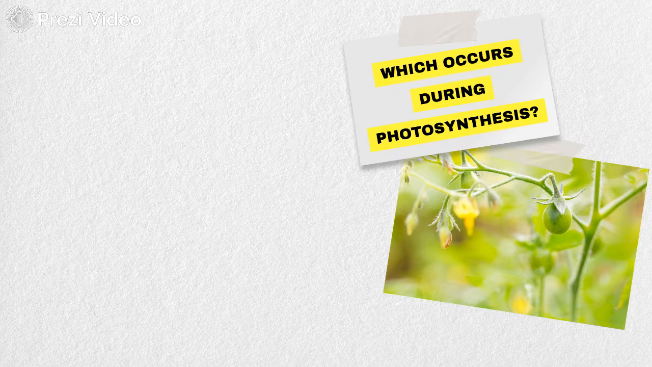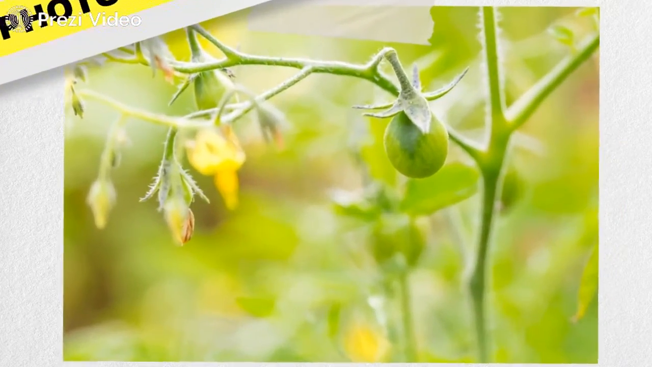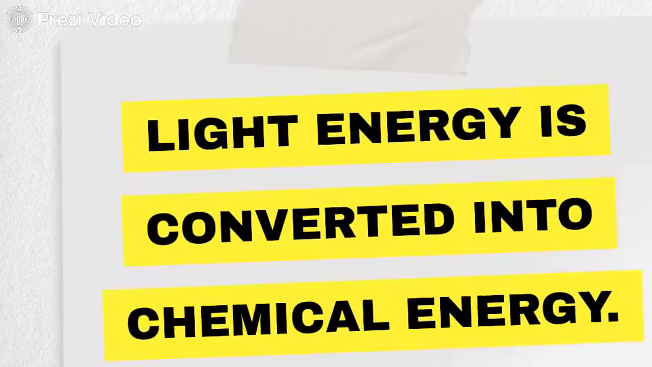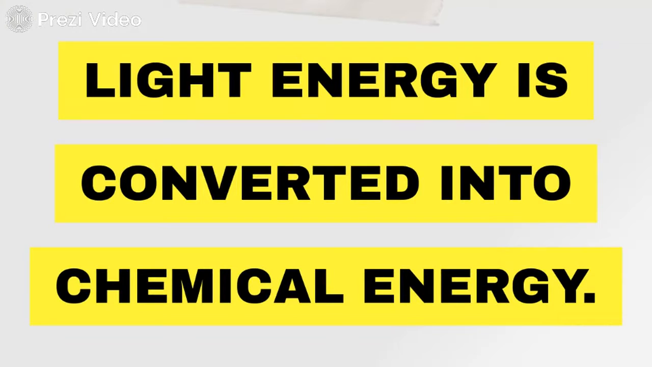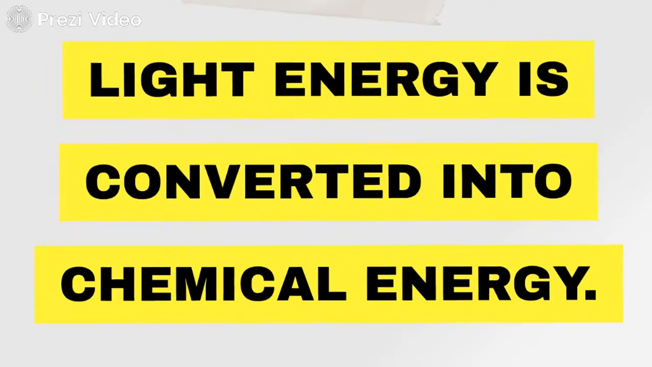Okay, so one of the questions is which occurs during photosynthesis? You're going to have several different options to choose from. So if you remember correctly, what does happen during photosynthesis is that light energy is converted into chemical energy. That light energy is taken from the sun and it's converted into chemical energy for the plant to use.